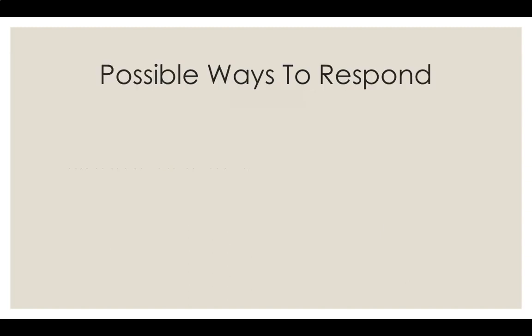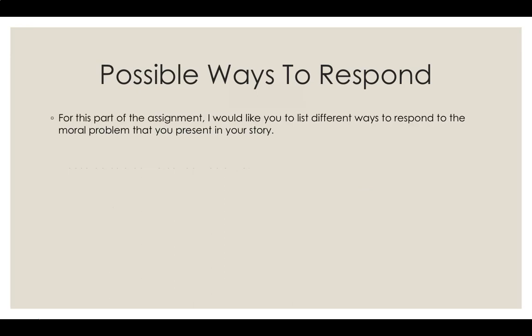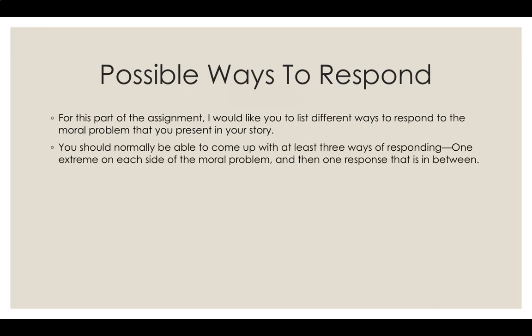The next part is the possible ways to respond. So for this part of the assignment, I would like you to list the different ways to respond to this moral problem that you presented in your story. You should normally be able to come up with at least 3 ways, right? Just like in our papers, one extreme on each side of the moral problem, and then some possible response that sort of navigates the middle ground between the 2 extremes.